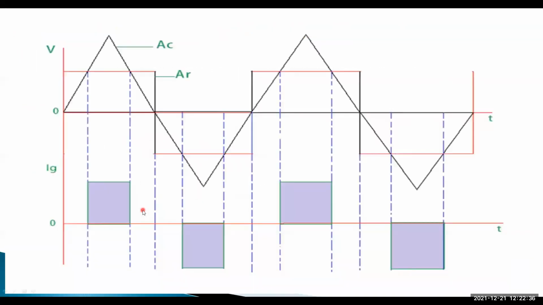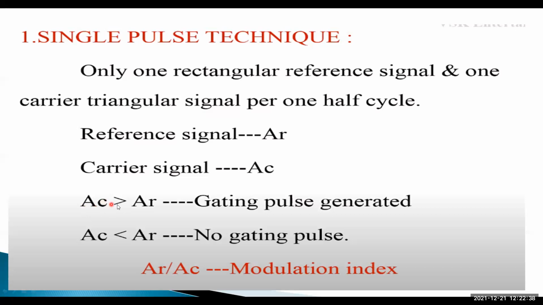If the carrier signal AC is greater than AR, then a gate pulse is generated. If the carrier signal is less than AR, no gate pulse is generated. So according to these conditions, we generate gate pulses by using comparators, by comparing the two signals like this.